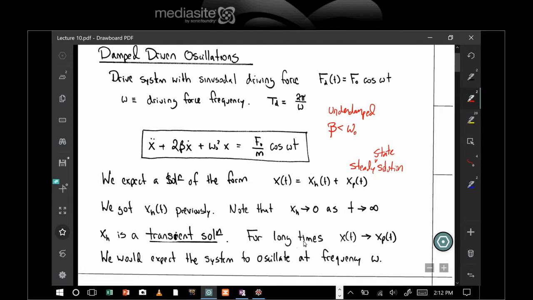So at long times, what do I expect? At long times, I expect the motion to be just that particular solution. Remember, in our particular solution, we guessed a form, a sum of a sine and cosine, and all of those will oscillate with omega. So at long times, x will eventually go to the particular solution, and the particular solution will have a frequency of omega. Now it might be cosine omega t, might be sine omega t, or it might be something in between, with some arbitrary phase. And that's what we're going to expect to see.